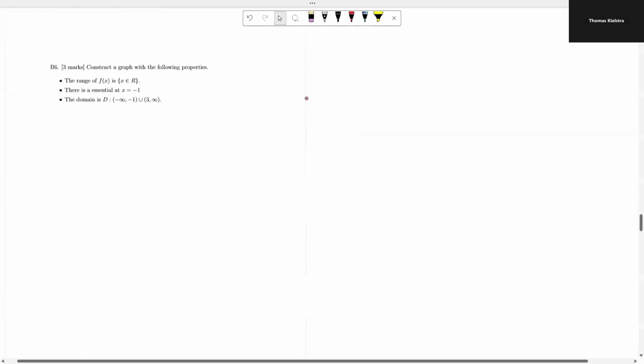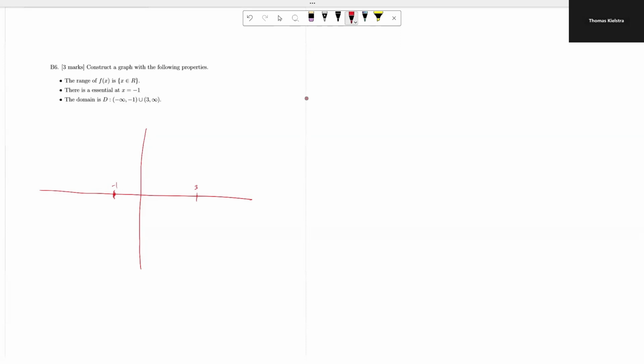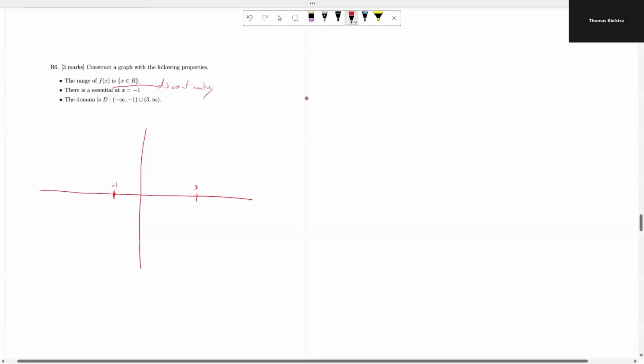B6 is we have to construct a graph with our specific constraints. So now I have a domain from minus infinity to minus 1. And I'm going to mark minus 1, and I'm going to mark 3. And I'm going to go, okay, from minus 1 to 3, that's where I'm defined. My range is the whole space, and I have an essential discontinuity at x equals minus 1.